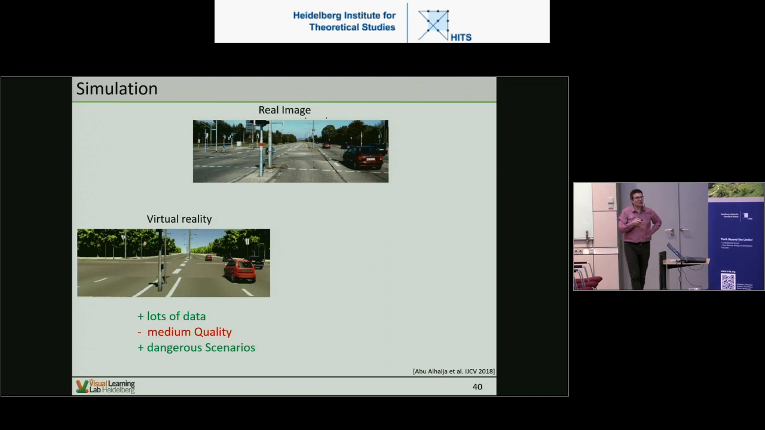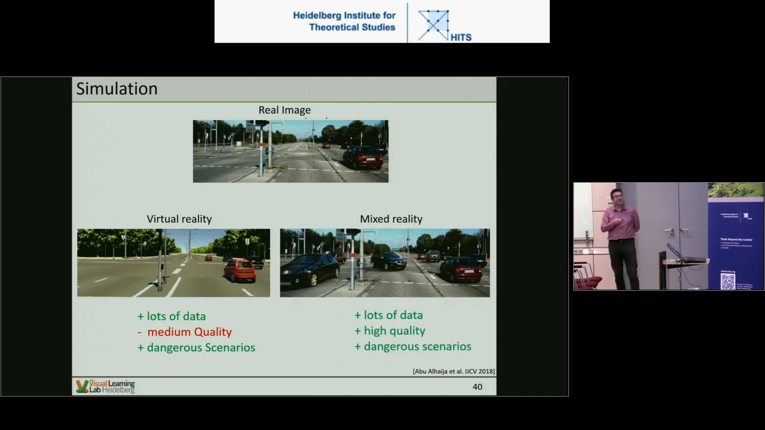You can generate a lot of data, but it's really hard to get high quality. So I say here medium quality. The cars are okayish, easier to do, but especially trees and so on are really difficult to simulate well. Another thing they're particularly interested in is dangerous scenarios. They want to have these critical scenarios where there's a person directly in front of the car, which is possible to do in virtual reality, but in the real world really difficult.